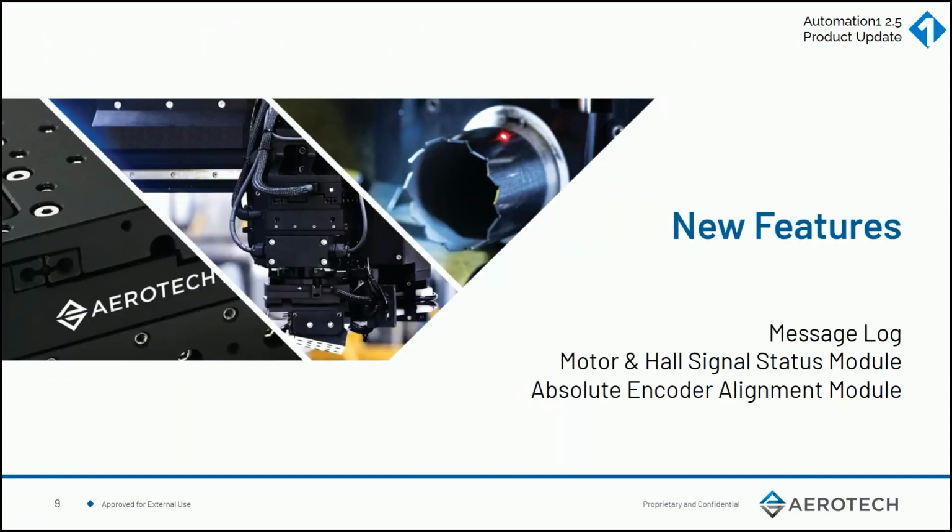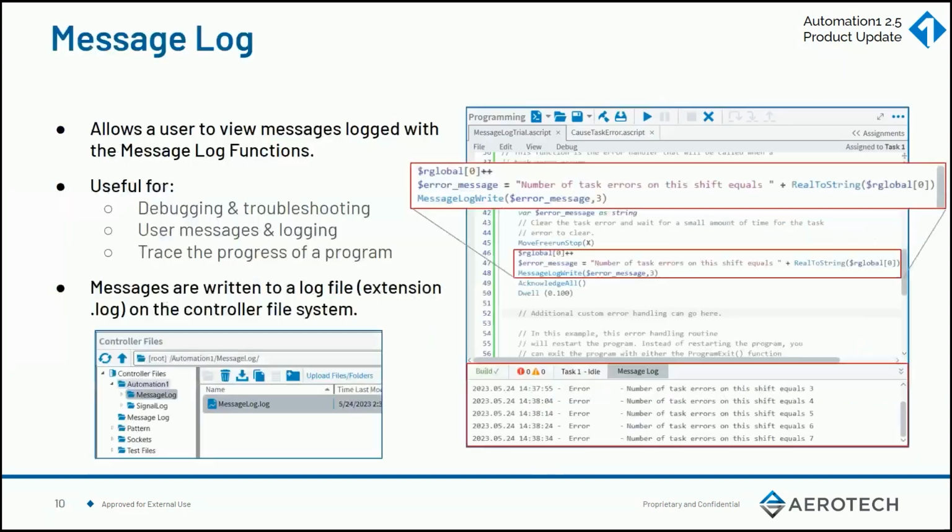Next, let's go over our new features. Those include the message log, the motor and hall signal status module, and the absolute encoder alignment module. First, the message log. There's a lot going on here, but let me walk you through this screen. If you look down at the bottom of the picture on the right-hand side, you'll see a part in red where the message log is shown.